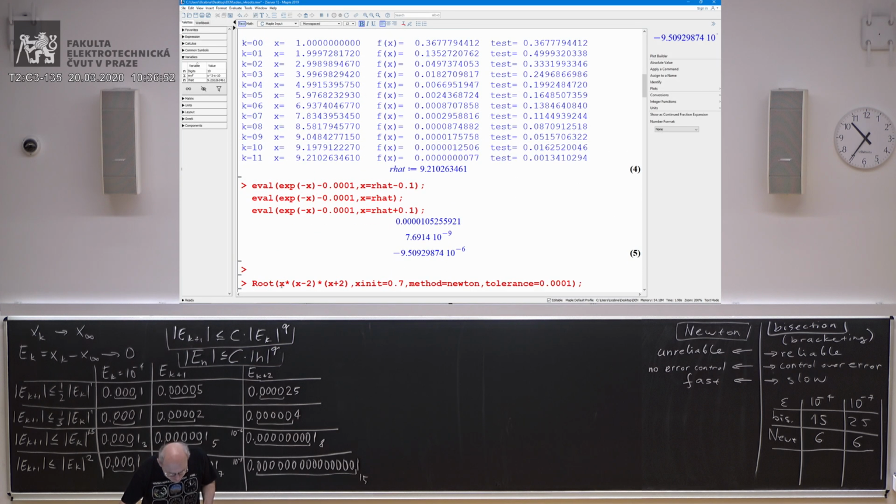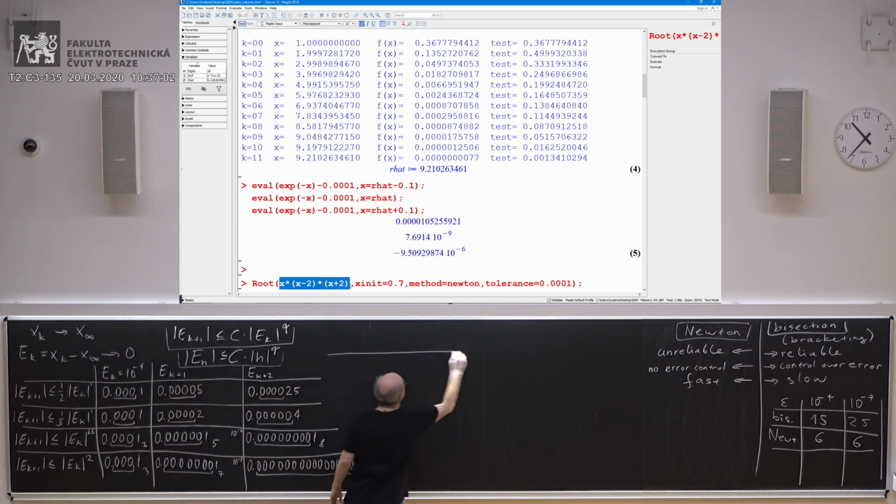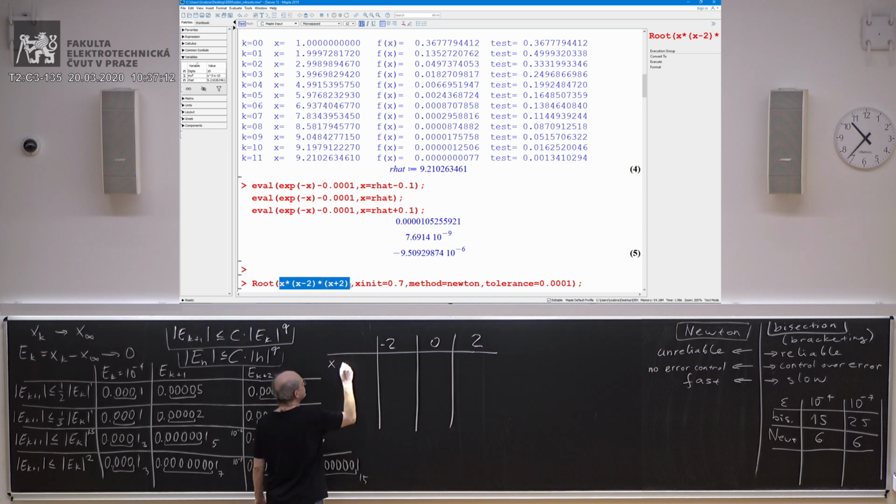Okay, let's try some experiments to see how this actually works out. We have a little code here, and there's a polynomial x times x minus 2 times x plus 2, which has really obvious 3 roots. Let's make a little chart. So there is root negative 2, there is root 0, and there is root 2. And the polynomial starts with x. That's important. You will see why in a second.